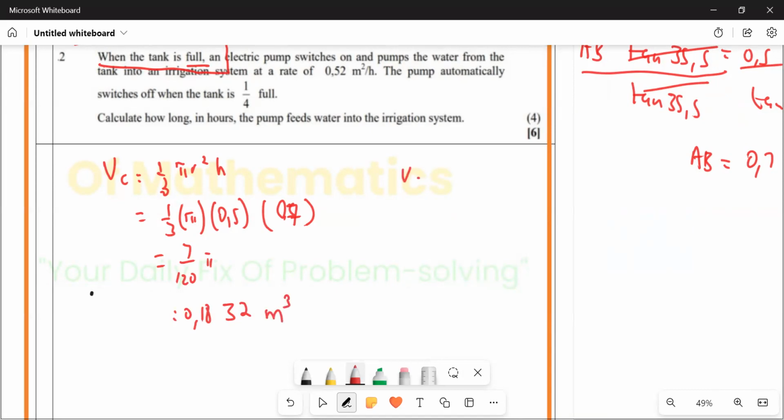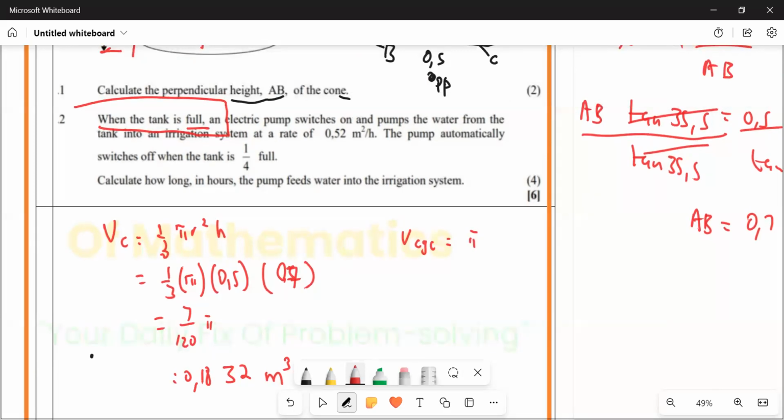Okay, let's get the volume of the cylinder. What is going to be the volume of the cylinder? The volume of the cylinder is given as pi r squared h again. So it's pi r squared h, like this. So we have pi, we have 0.5. Yeah, it was supposed to be squared. 0.5 all squared multiplied by h. Our h here is not 0.7, but it's 1.1.